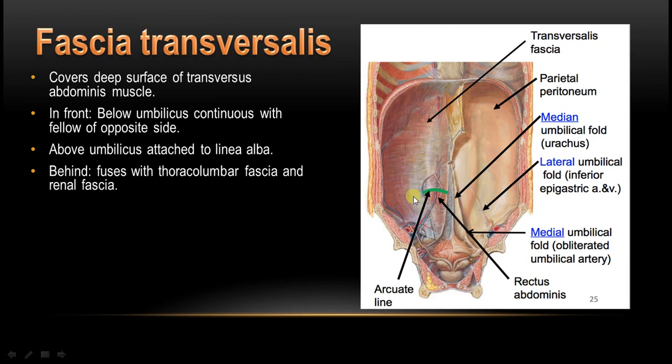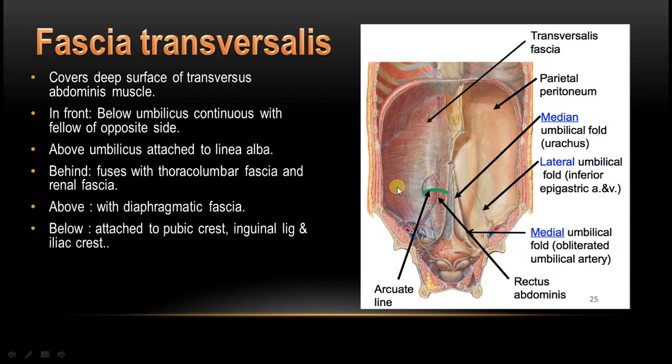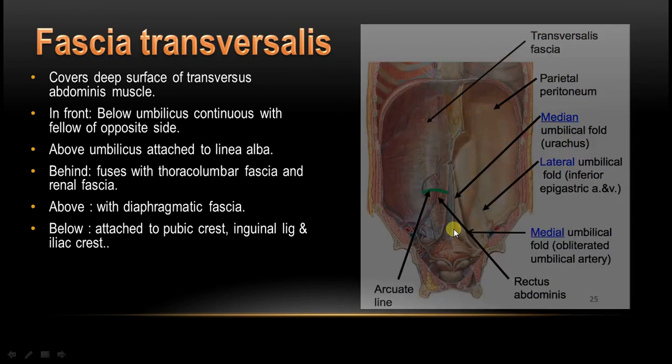So it fuses with the renal fascia, as I told you, and the thoracolumbar fascia, above with the subdiaphragmatic fascia. Below it is attached to the pubic crest, inguinal ligament, and the iliac crest. That is about the fascia transversalis.